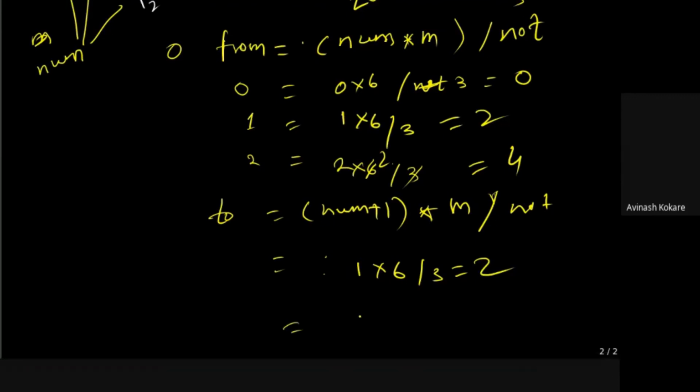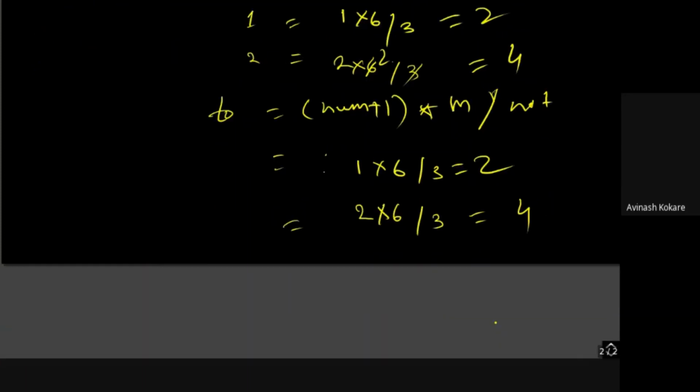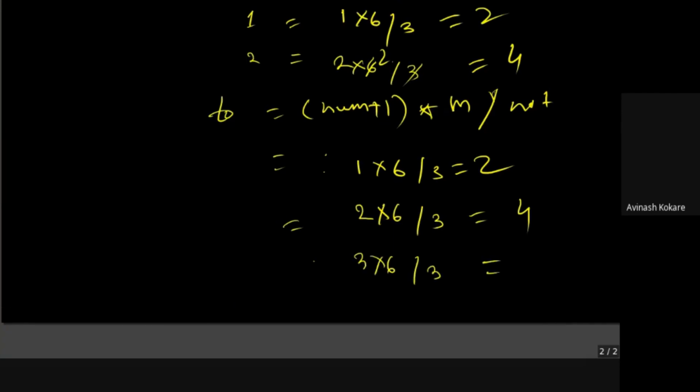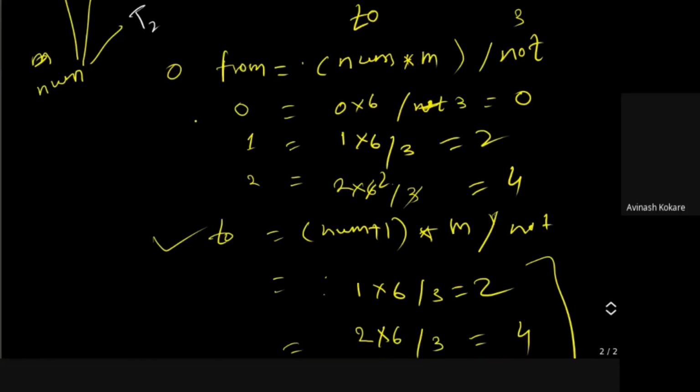If num is 1, then 1 plus 1 is 2, into 6 divided by 3 equals 4. And if thread number is 2, then 2 plus 1, 3 into 6 divided by 3 equals 6. Okay, so these are the two formulas that we will have to write, for from and to. Are you getting how we have derived these formulas in order to generalize?